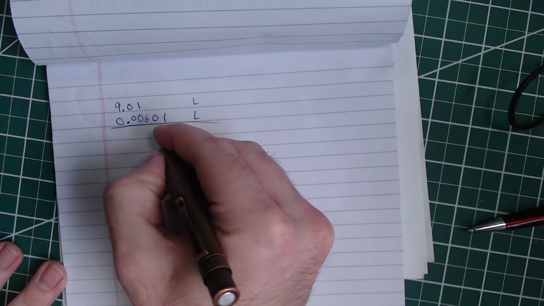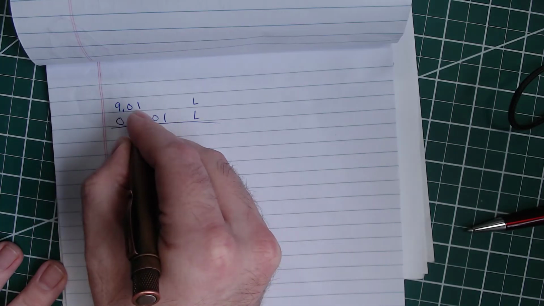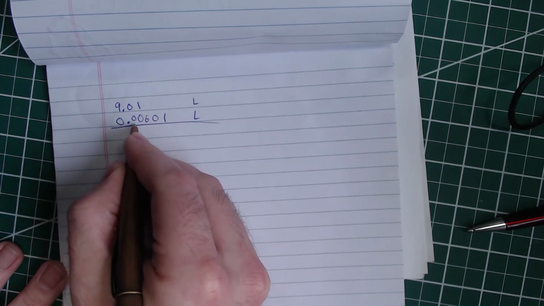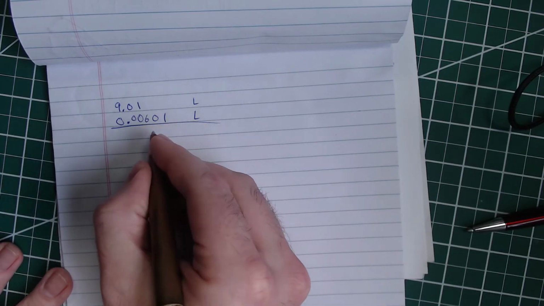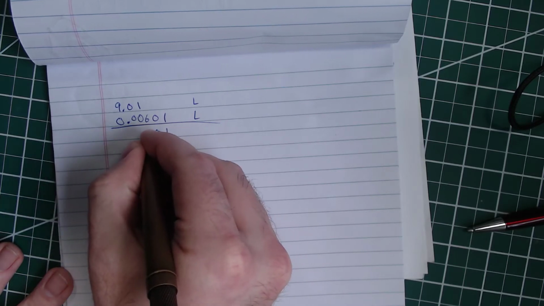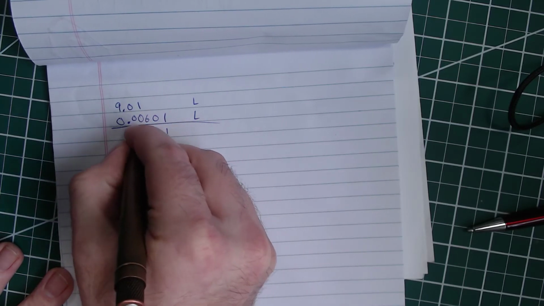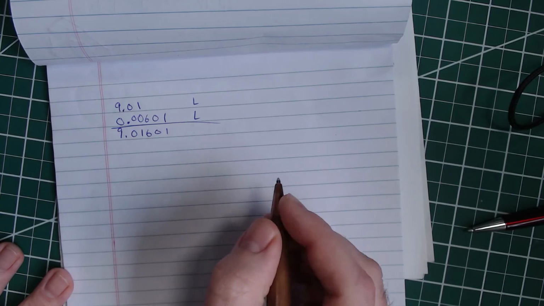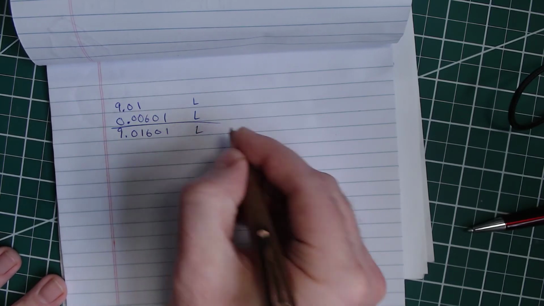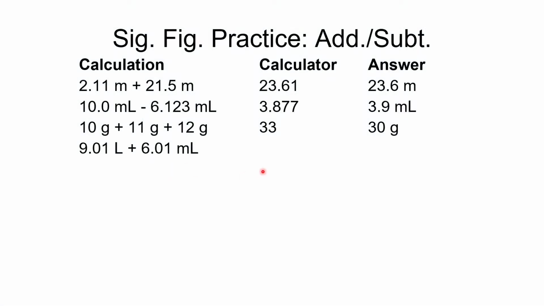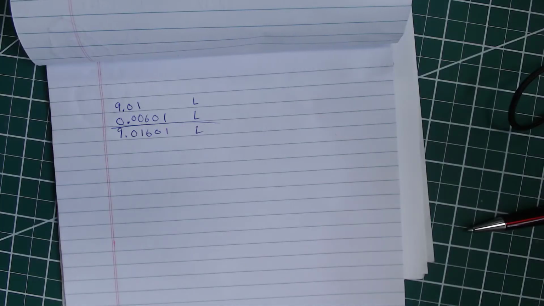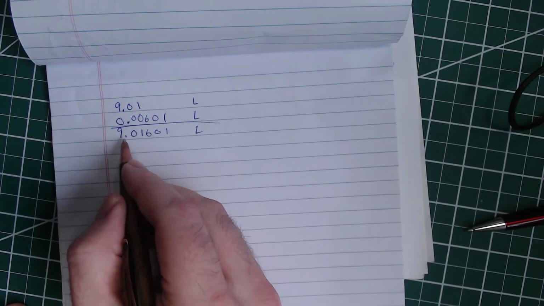And so when we add them together, 9.01 liters and 0.00601 liters for the 6.01 milliliters, then when we add those together, 6, 1, 0, and 9, so 9.01601 liters. And so that is our answer. All right, so we go back over here, we'll get 9.01601. Now I'm going to go back over here to our page where I've written this out.